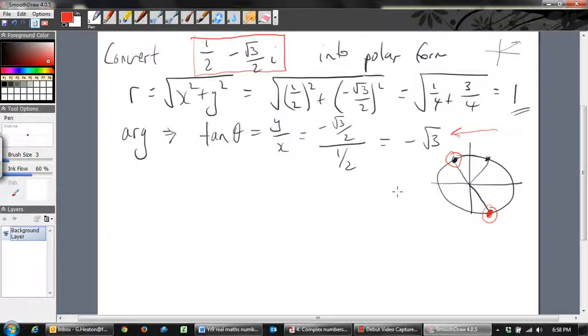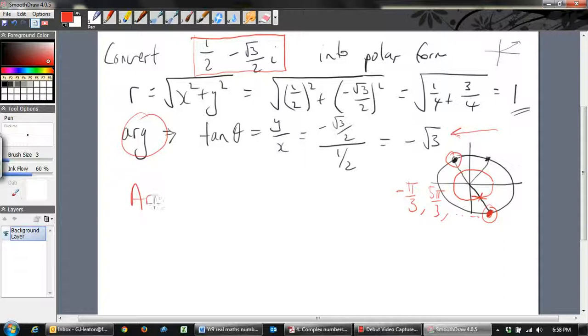So what is that angle? It might be negative pi over 3, so that angle there, but also could be this angle all the way around like that. So what would that be? That'd be 5 pi on 3. It could be any number of solutions, every time it goes around. But so that's the argument.